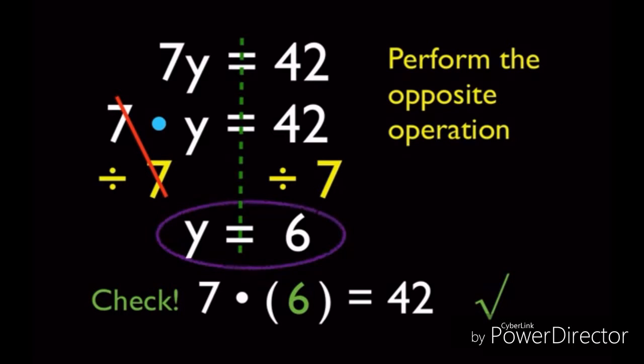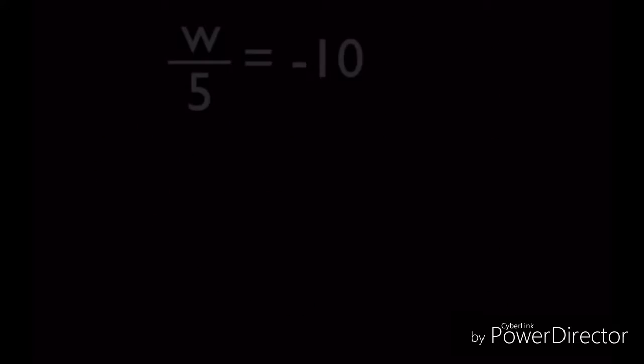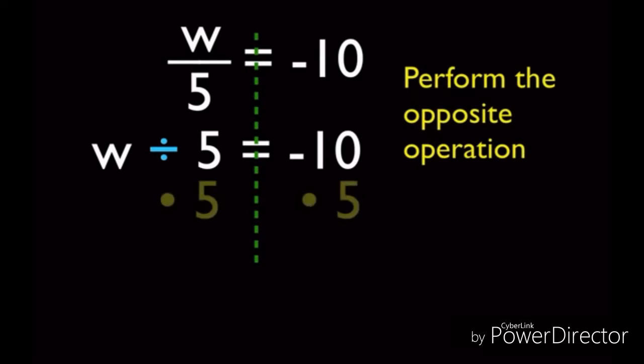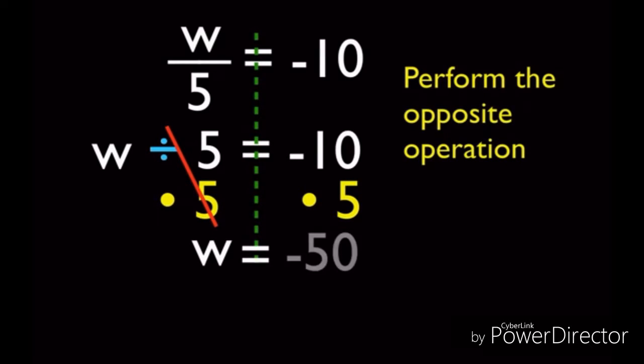And the last type of one-step operation is division. This is one that people have a lot of trouble with because there isn't a division symbol in there. So my recommendation is anytime you get a problem like this, rewrite it as simply w divided by 5 equals negative 10. Okay, that way you can notice the operation and easily do the opposite, which is multiplication. 5 divided by 5 times 5, that's going to again equal 1. And you're going to get w equals negative 50.